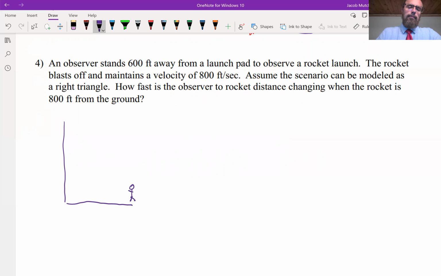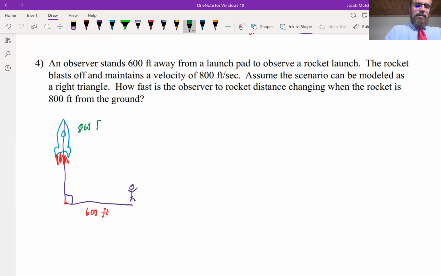So just creating a diagram of this scenario, we've got an observer that's standing 600 feet away from a launch pad. So the launch pad's indicated there at the vertex of this angle. And a rocket is launching from the launch pad upwards, directly vertically. So we'll just sketch in our rocket. So it's definitely on the move. It's not a static object. And we're told that its velocity is 800 feet per second. So it's really hustling.